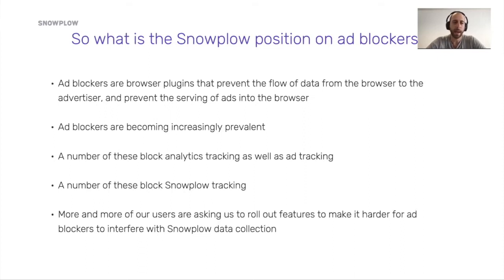A subset of ad blockers block analytics tracking as well. And this is in some ways very surprising. It's not obvious or clear why an ad blocker would block data tracking. Some of the data might be tracked for reasons of advertising, but there are many other reasons for doing analytics tracking that have nothing to do with advertising. So I think that's a pretty surprising move by some of the ad block providers out there. And a number of those block Snowplow tracking. They also block Google Analytics tracking and other analytics vendors, but Snowplow tracking is blocked by a subset of those ad blockers.